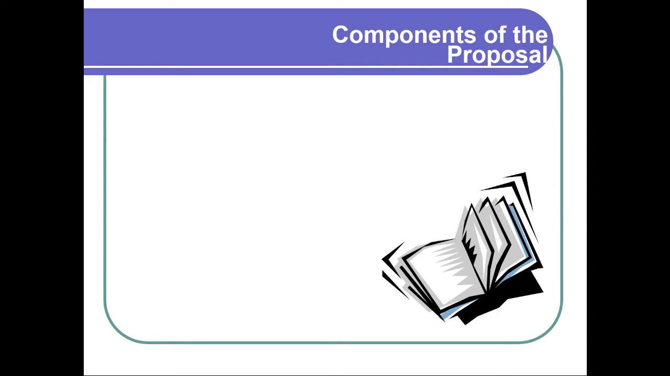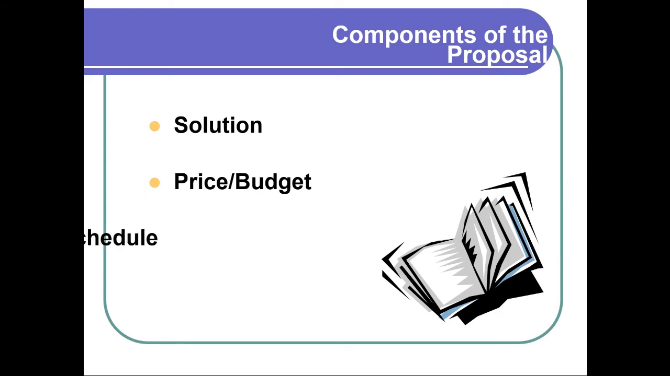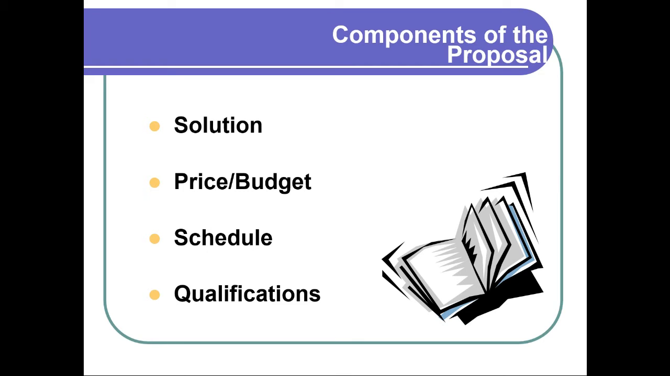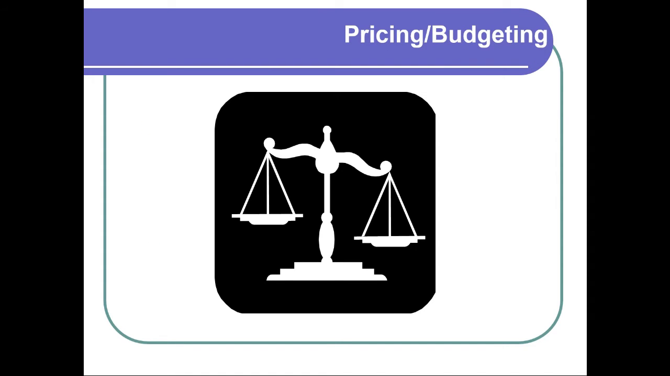Let's look at the components of the proposal really quick. You have a solution, you have the price and budget, and you have the schedule. Here we're going to really hone in on the price and budget. That's what this particular exercise, this particular lesson, is about. And of course, you want the qualifications of your company as well. But let's talk about pricing and budget.